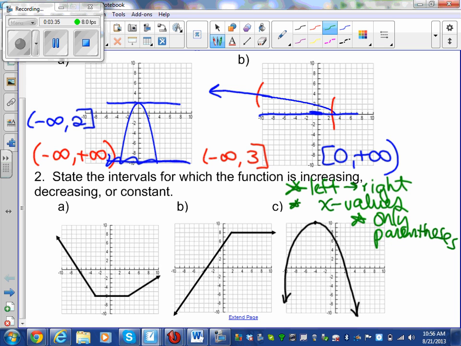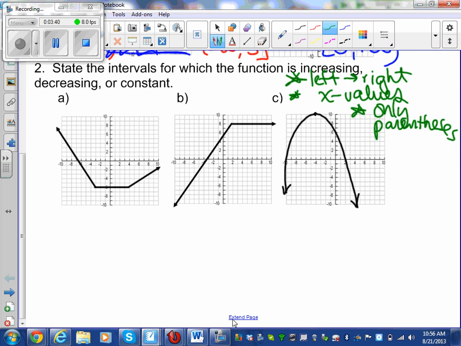All right, here we go. So looking at part A, we are going to, again, think of this as domain, but almost like 3 separate domains. So starting at the left, I can see that this graph is decreasing. And I need to give the interval and say from where to where. I can see from negative infinity to negative 3.